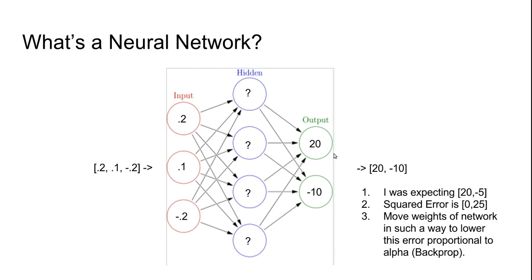And so if you happen to know the actual value that you should have got for putting this into the function, so in this case I'm saying that I was expecting 20 and -5, not 20 and -10, you can calculate the error. So the squared error between these, it got the 20 right, but it was off by 5, so I have 0.25. Now I can use that error to update all of my weights in such a way that if I were to pass the same vector into the neural network, it would spit out something closer to the actual answer. And usually it does that by backpropagation and one of the many optimizers that you can choose.